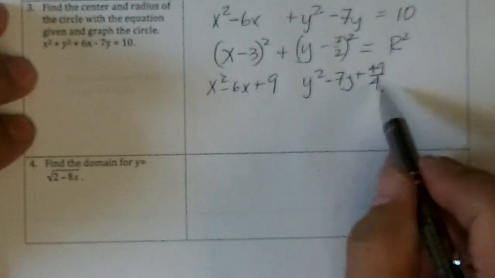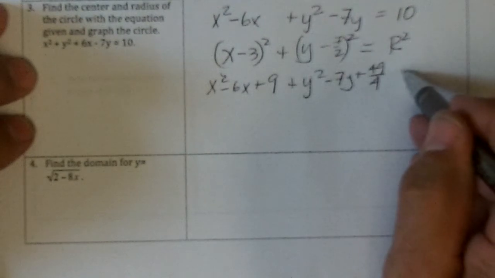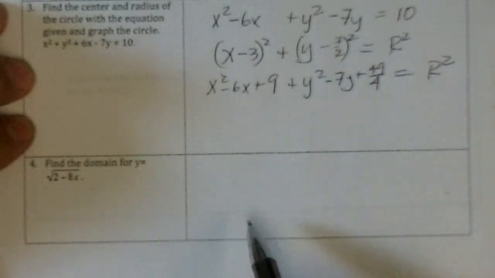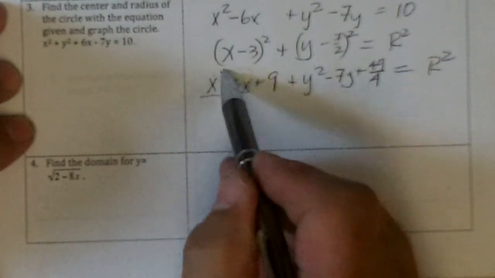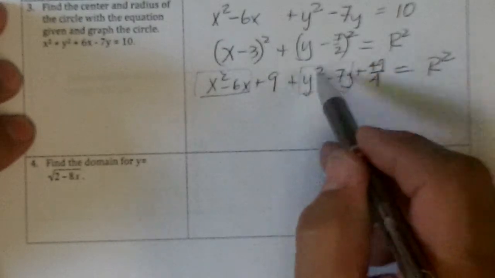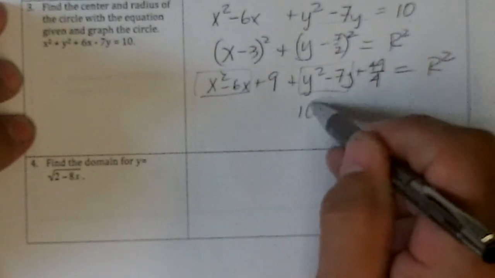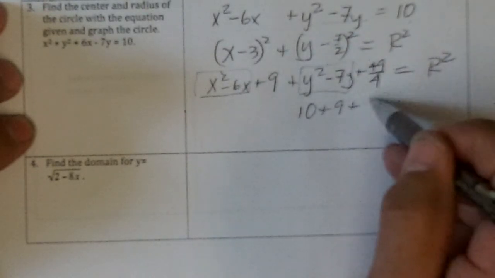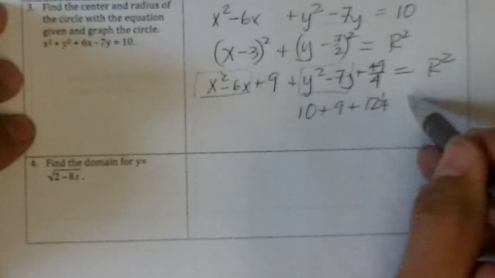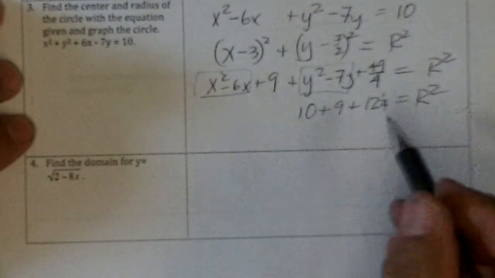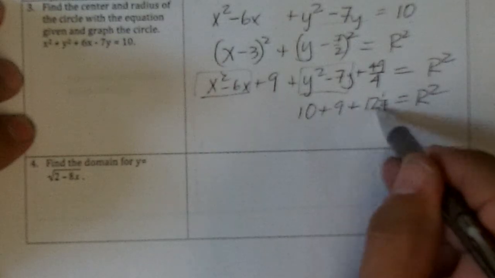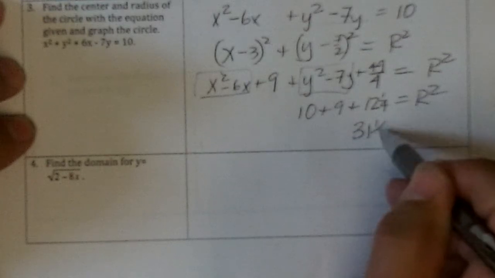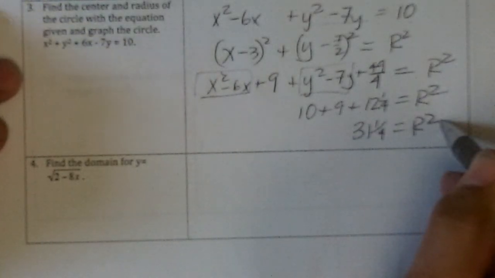And that is supposed to equal r squared. And the x squared minus 6x and the y squared minus 7y together make 10. So I have 10 plus 9 plus, 49 fourths is 12 and 1/4, equals r squared. So that's 19, 21, 31 and 1/4 is r squared.